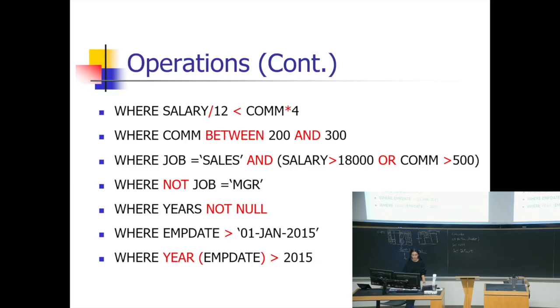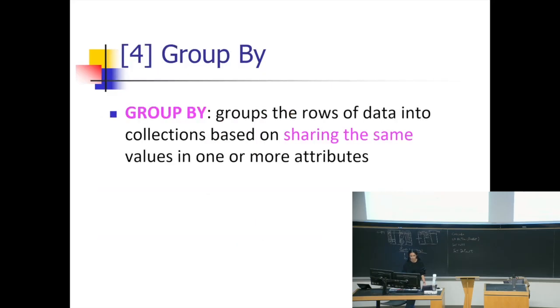For example, where years not null. Or for example, you can convert a date, right? And only extract the year part. If you have an employee date or anything like that, which is a date, then if you use year, it only extracts the year part of the date. Now let's go to VS Code. So we practice a little bit, and then we go to group by.